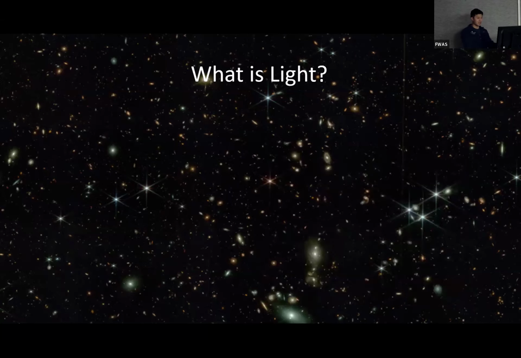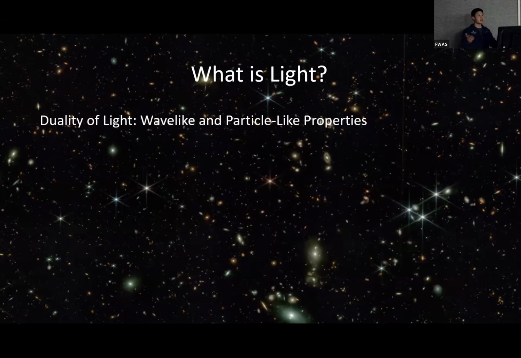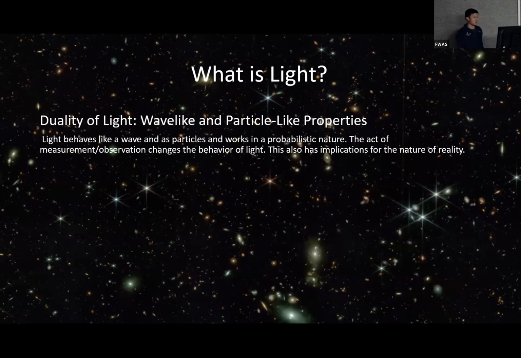All right, so now we're getting into the more esoteric parts of light as a wave and as a particle, right? So the duality of light. Light is wave-like and particle-like at the same time, right? I'll get more into the actual fundamental level of this, right? So light behaves like a wave and as a particle, and works in a probabilistic nature.